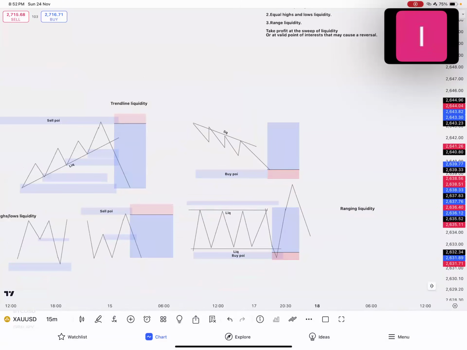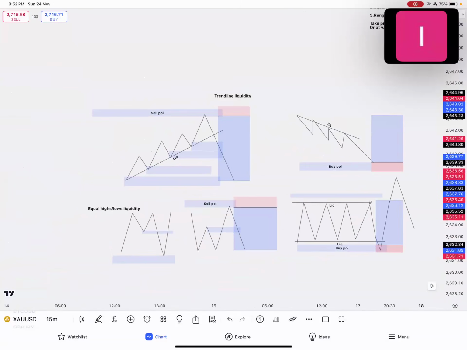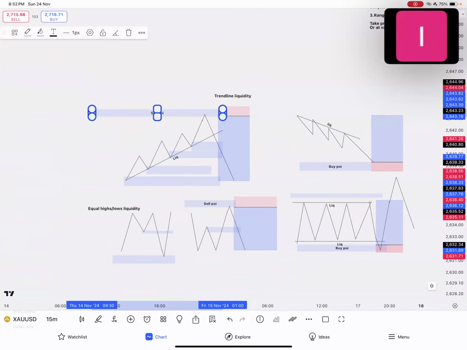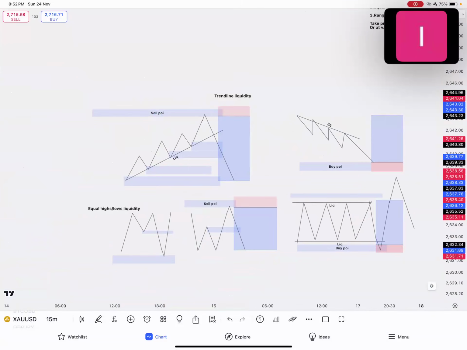So if the market approaches your point of interest using any of these patterns, if the market is approaching your sell point of interest while being on an uptrend, while making a series of higher highs and higher lows, if it should trigger your sell point of interest, your take profit should be clearing that trend line liquidity.